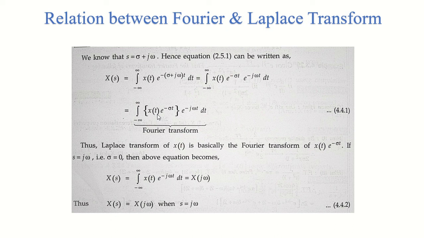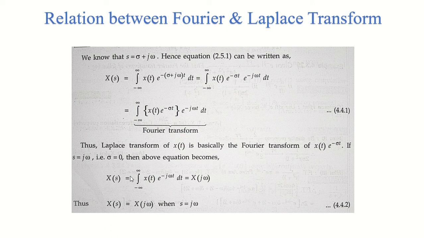So if I take s equal to j omega, what does it mean? It will mean that the value of your sigma is 0, right? And when such a thing happens, whenever you take your sigma equal to 0, and take the Laplace transform, the equation will look like this: X of s equals integration from minus infinity to infinity of x of t e raised to minus j omega t into dt, right? Which means whenever you take your sigma equal to 0, your Laplace transform basically becomes your Fourier transform, right?